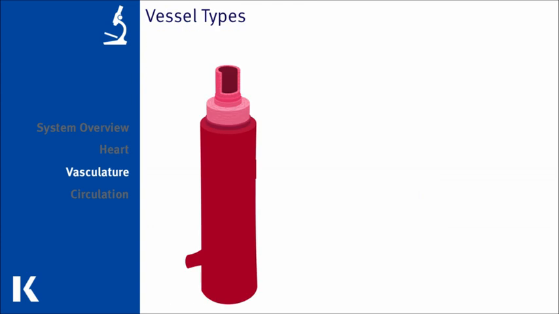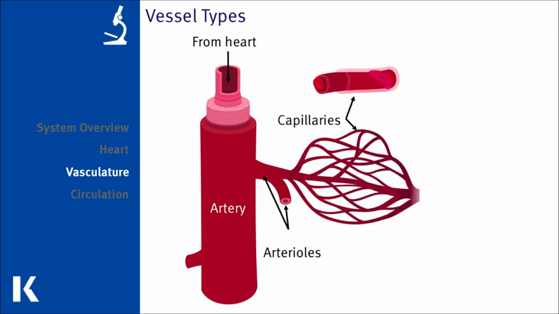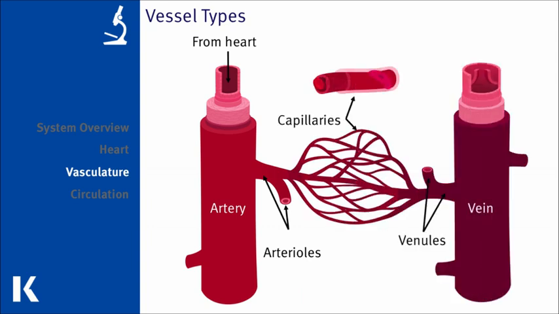Now let's leave the heart and explore the blood vessels that transport the blood through the body. First, carrying blood away from the heart are the arteries. The arteries branch off to the arterioles, which are connected through the capillaries to the venules, and the veins carry the blood back to the heart.